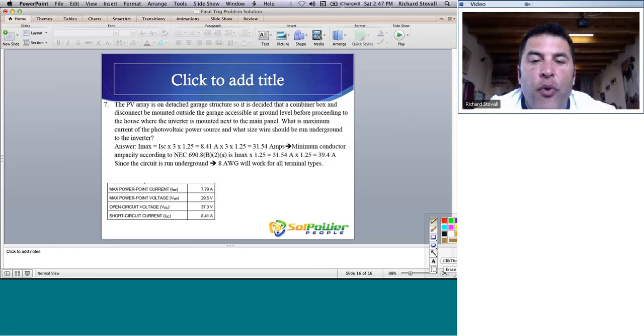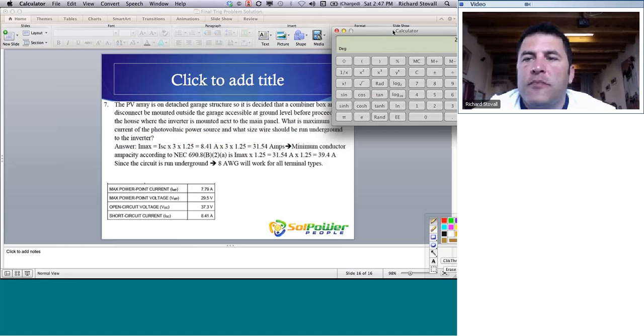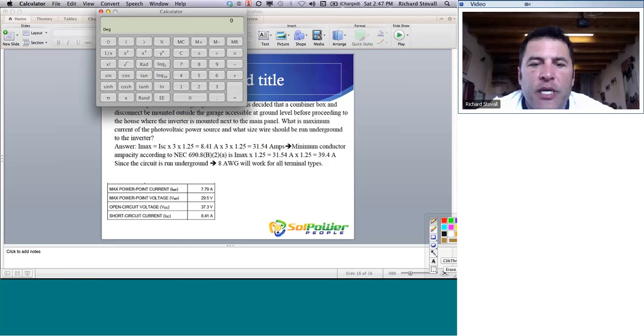So 1.25 times 8.41 times 3 is equal to 31.54 amps. Make sure that's right. That's an odd way of expressing it here. ISC times 3 times 1.25, which is 8.41 times 3 times 1.25. All right, so that is the maximum current.